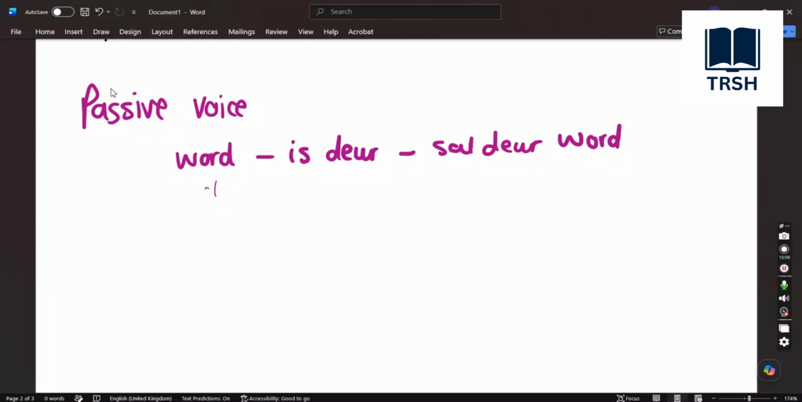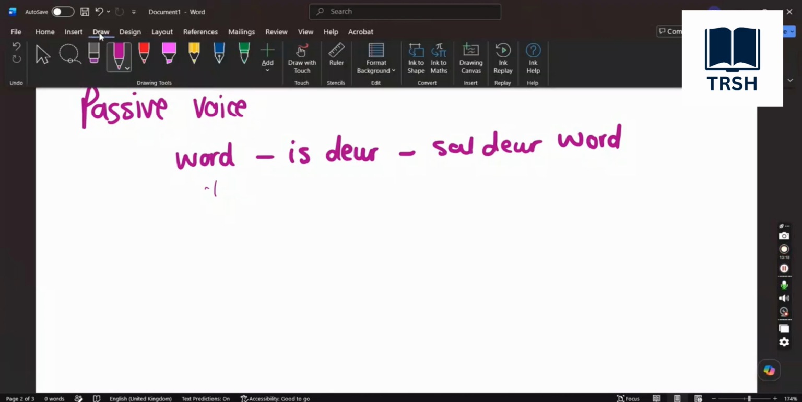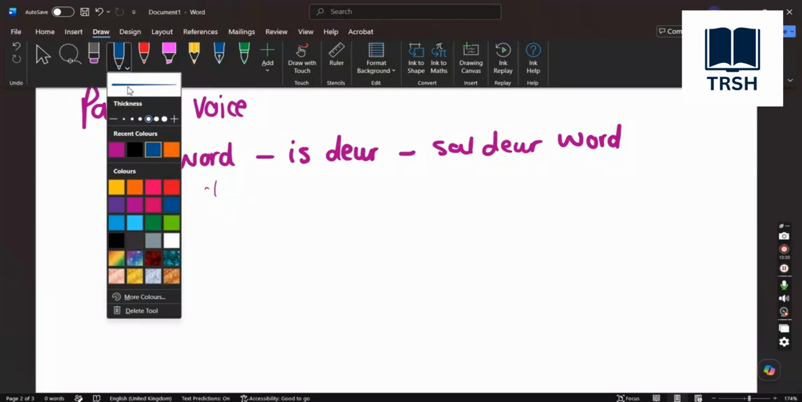If it's in your past tense, it will be is, deur. If it's in your future tense, it will be sal, deur. And then sometimes you add the word woord. Okay, so that is when it comes to the passive voice.